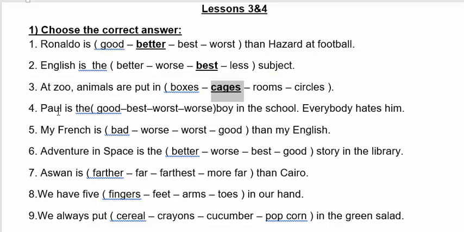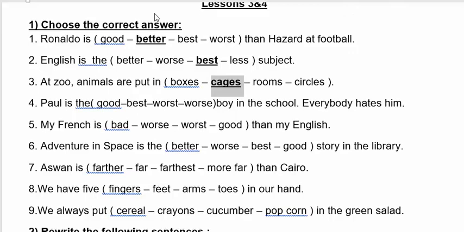Number 4, Paul is the good, best, better. Let's move to number 4. Paul is the good, best, worst boy in the school. Everybody hates him. Focus on hates. Hate is a verb, not good to do. So it's bad. Remember bad? And the comparative form of bad is worse than.